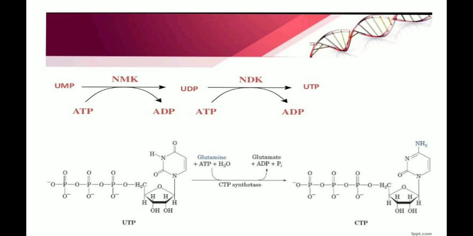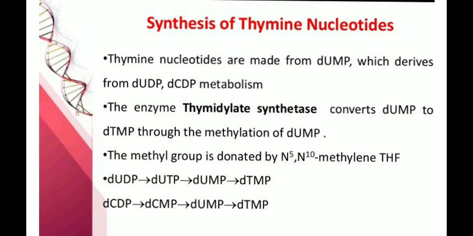Okay, so here you have to remember what NMK means and what NDK means. Alright, which enzyme acts when, and how they transfer phosphate to form products, right. Then synthesis of thymine nucleotides. Thymine nucleotides are made from dUMP, which derives from dUDP and dCDP metabolism.